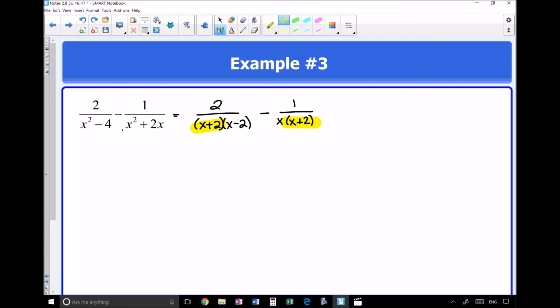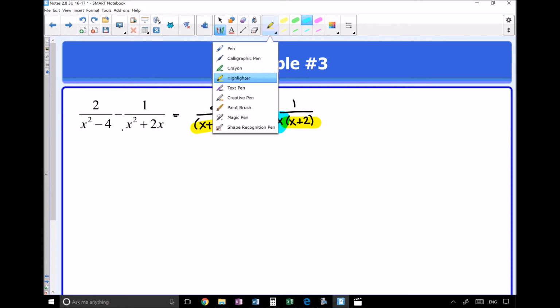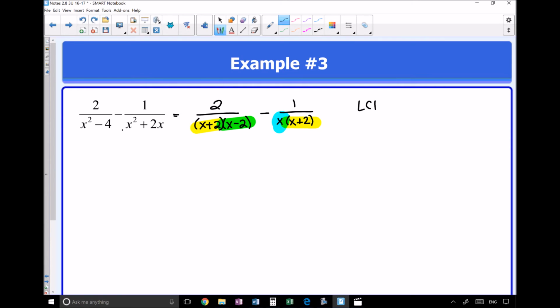So I know for a fact that x plus 2 is going to be part of my LCD. I also have an x minus 2, which is different than x plus 2, so I need to include that. And I also have an x. So therefore, my LCD is going to have to be x times x plus 2 times x minus 2. Okay, because I got these values right here from my denominators here. So here's my x plus 2 that's in common, here's my x, and then here's the x minus 2. Okay?